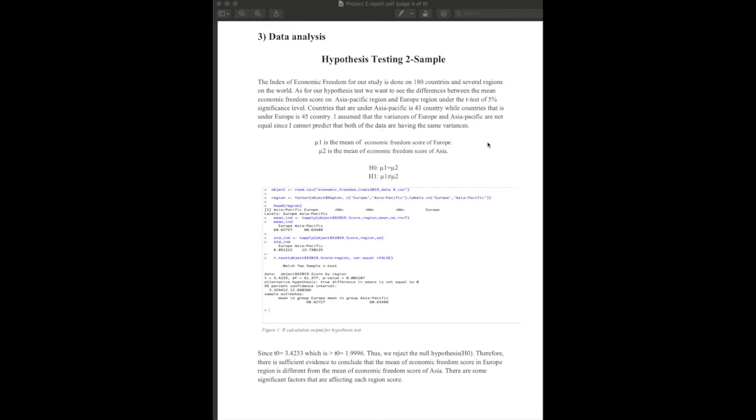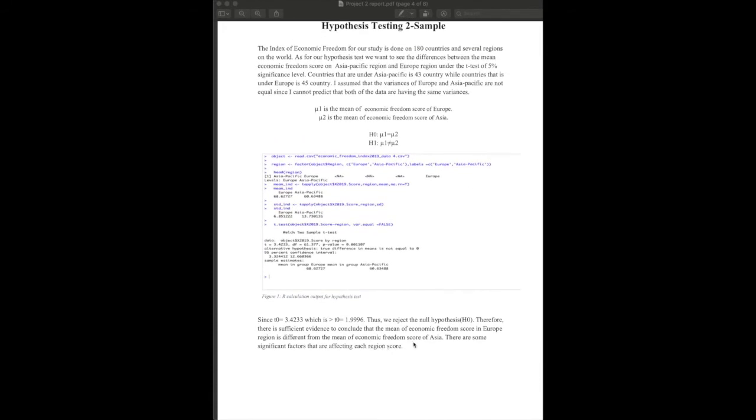As for the result, I got the conclusion that the mean of the economic freedom score of Europe is different from the mean of the economic freedom score of Asia. So we have rejected the null hypothesis. So we have sufficient evidence to conclude that the mean of the economic freedom score in the Europe region is different from the mean of the economic freedom score of Asia. And there are some significant factors that are affecting each region's score.